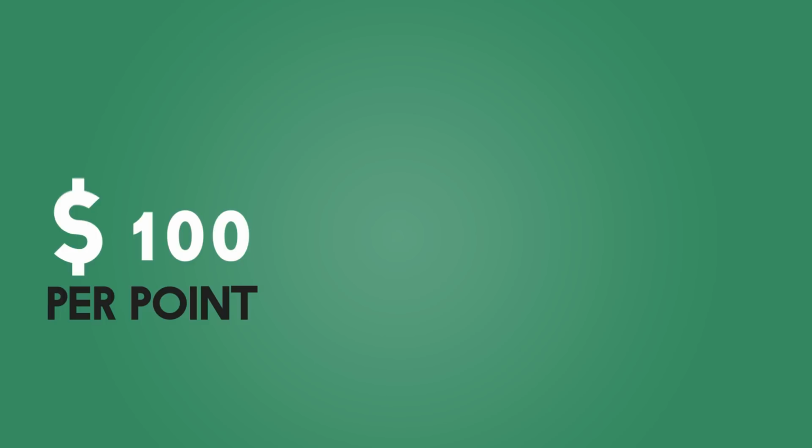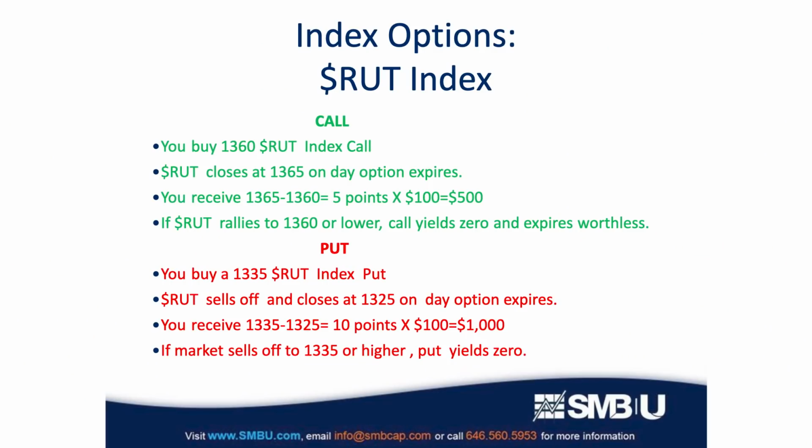You can't really buy or sell 100 shares of an index, but what you can do is to get paid in cash, $100 per point, if the index expires above the strike price of an index call that you buy, or alternatively, you'd be paid $100 per point for each point the index drops below the strike price of your index put. So for example, if the RUD index is trading at 1350 and you buy the 1360 call, if the index closes at 1365, you'd receive $500 in cash in your account. If the index closes at 1360 or lower, on the other hand, your call expires worthless.